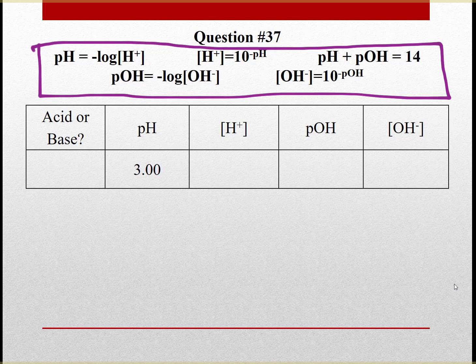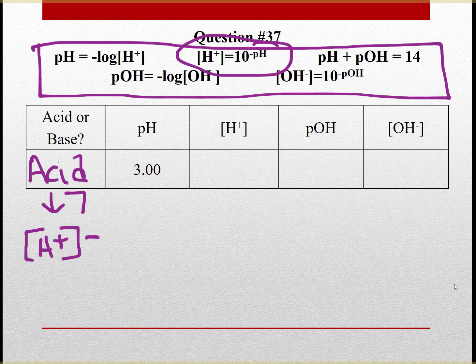All right, let's look at this first line. The first line gives us that the pH is 3. Knowing the pH is 3, I know that this is an acid, and that is because it's less than 7. So lower than 7 means it's an acid. All right, the next line is the hydrogen ion concentration. For the hydrogen ion concentration, I am going to use this second equation. The hydrogen ion concentration is equal to 10 to the minus pH.